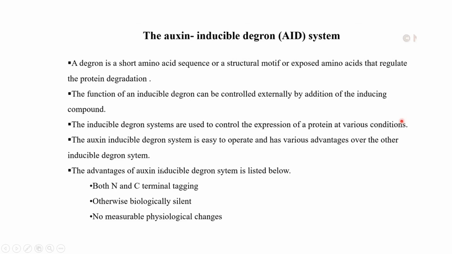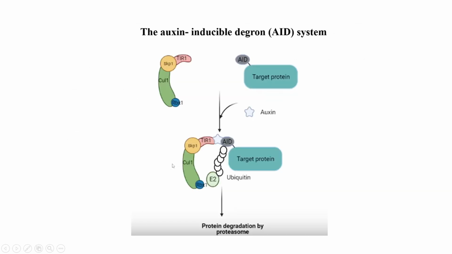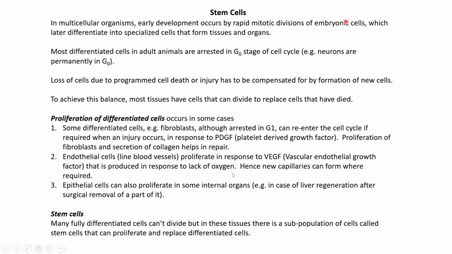If there is no external stimulation, then the cell will automatically regulate the degradation system, and that might or might not be helpful to the cell in some conditions. But when there is an external stimulant, that is auxin, we can have better regulation, and no measurable physiological changes are observed in this condition. So this is regarding the auxin-inducible degron system, and how ubiquitin is tagged onto the target.